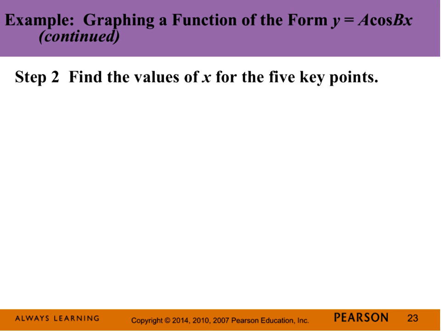All right, and now we're ready to find our 5 key points. So I need to figure out, well, what is the period divided by 4? The period is 2, so that leaves me with 1/2. That's what I'm going to add on to each of the subsequent x values. So I start at 0 because I haven't shifted. I have no phase shift, so I'm always going to start at the origin in that case.